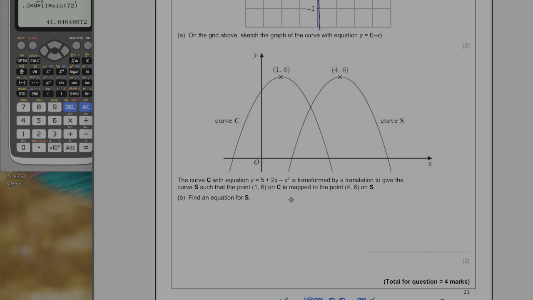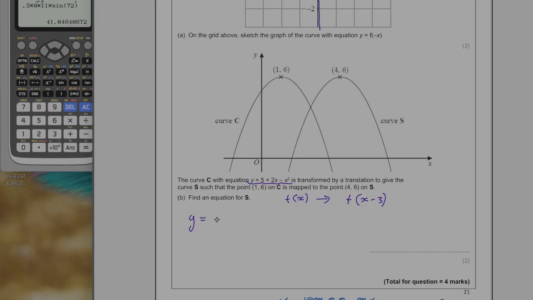Ignore the equation for now. We'll call it f of x. And then if we're moving, we've changed our x coordinate by 3. So we've mapped it to f of x minus 3. So if in this equation I replace x with x minus 3, that will give me my equation.